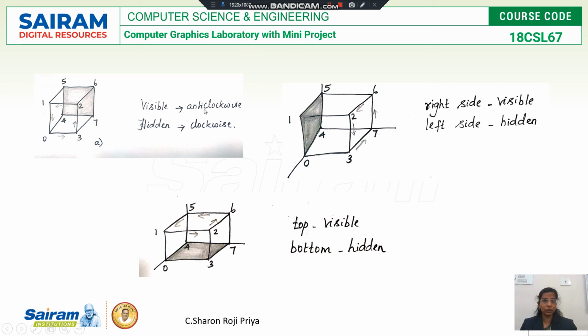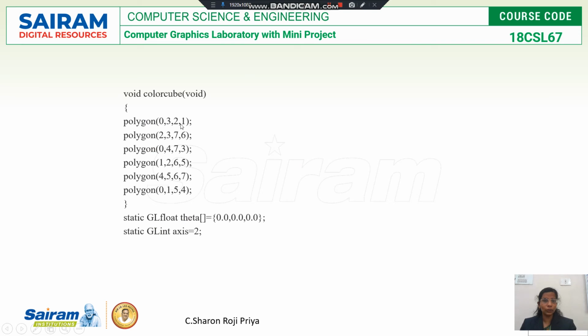So for the visible face, I have to take the vertices in anti-clockwise direction. For this face, you check the vertices: 0, 1, 2 and 3. Out of these four, find the minimum one. Minimum is 0, so start from 0 in anti-clockwise direction. So it is 0, 3, 2, 1. Go to your polygon, 0, 3, 2, 1. This is how you got this number.